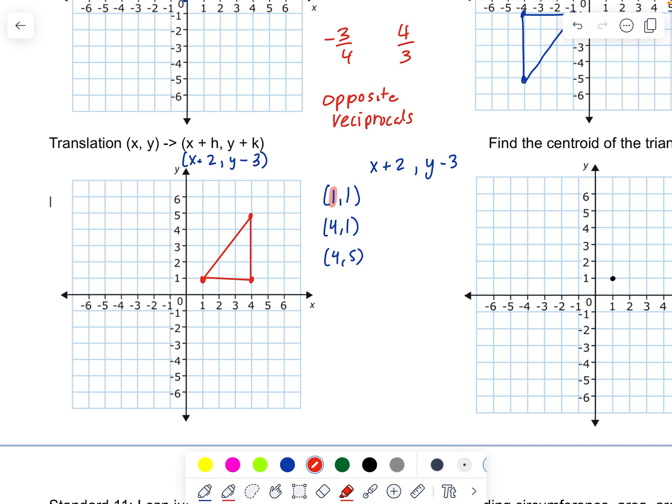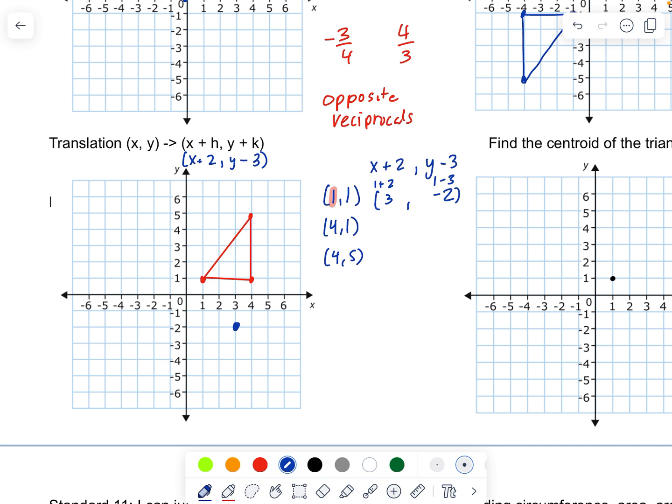So the x coordinate of 1 plus 2 gives me 3. And the y coordinate of 1 minus 3 gives me -2. So that's my new coordinate. So when I plot 3, -2, I end up right there. And what's happened here is my point, 1, 1, has moved over 2 and down 3, corresponding to that rule.